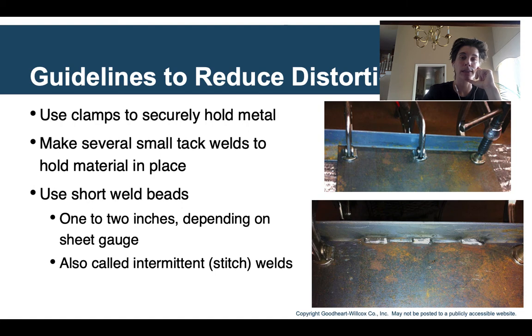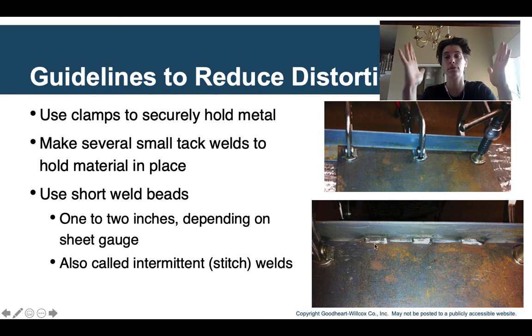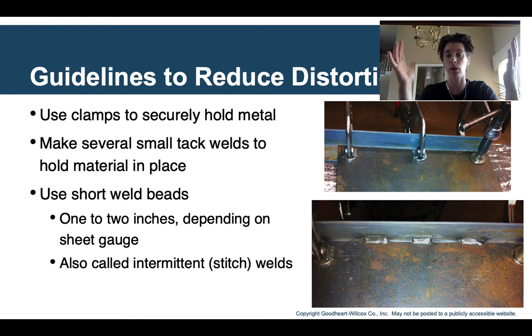A couple of good tips to reduce distortion. Clamps, lots of clamps. You can never have too many clamps. Several small tack welds, very good practice to get in the habit of. Short weld beads instead of longer. We do, of course, have all of our welds be 6 inches because we want you to get the practice of having to do those longer welds because they can be harder.